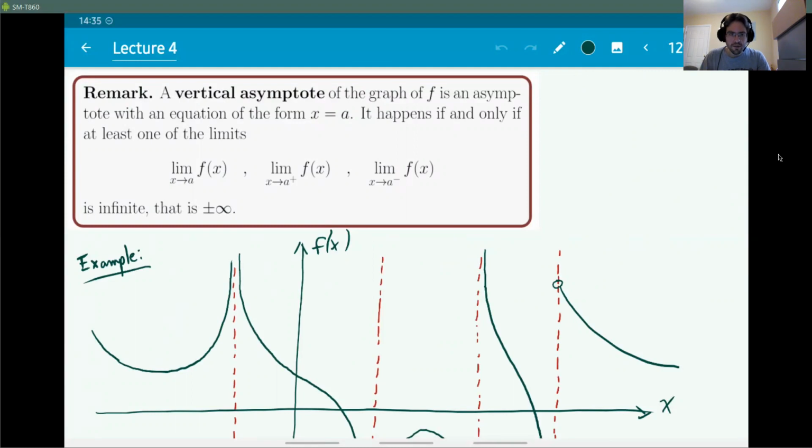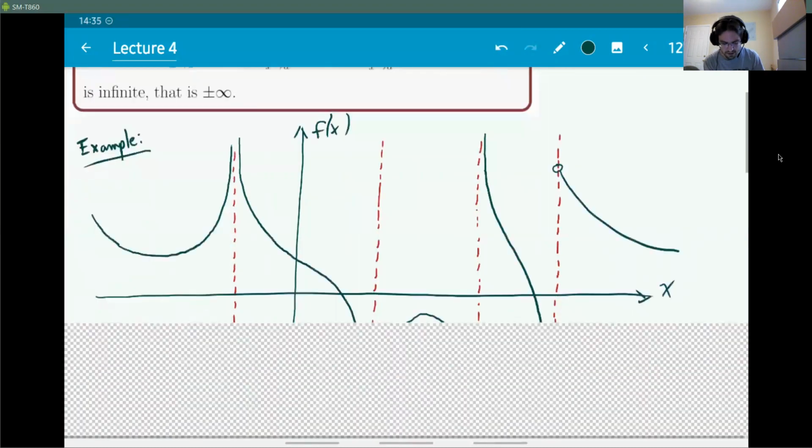So remark, you remember what we had mentioned before, a vertical asymptote is a vertical line that the graph is approaching from either side, at least one of the sides. So you can probably see that a vertical asymptote can happen if and only if at least one of these limits is infinite. So either as you approach A from the right or from the left or both, if at least one of these you find a plus or minus infinity, then that means x equals A is a vertical asymptote.